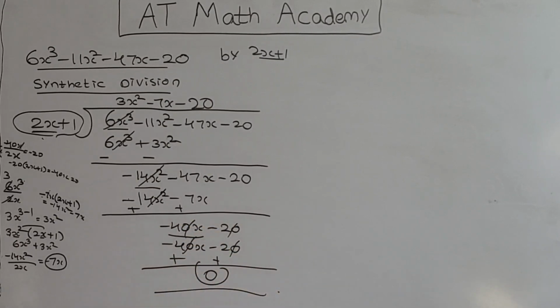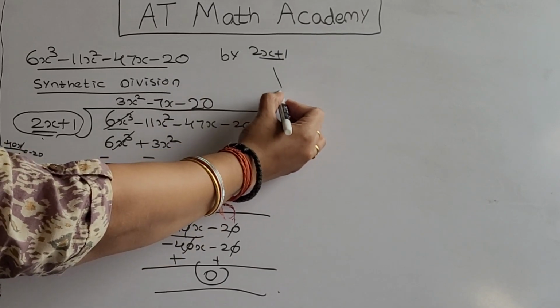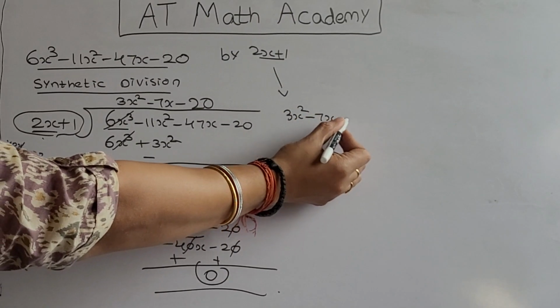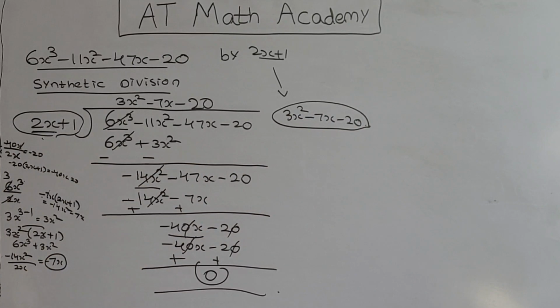So the final answer for this division is 3x squared minus 7x minus 20. So this is the value that I got after dividing the expression. This is my final value, and this is how you solve it.